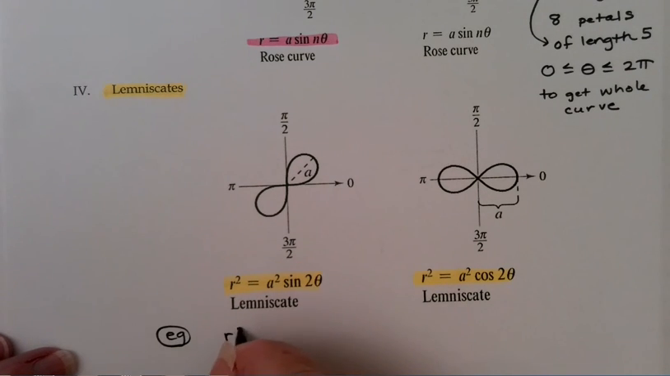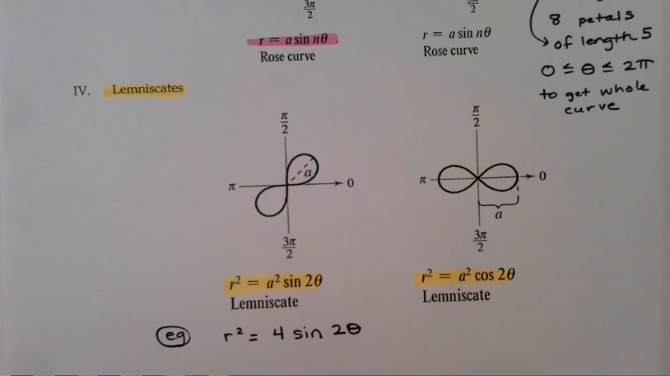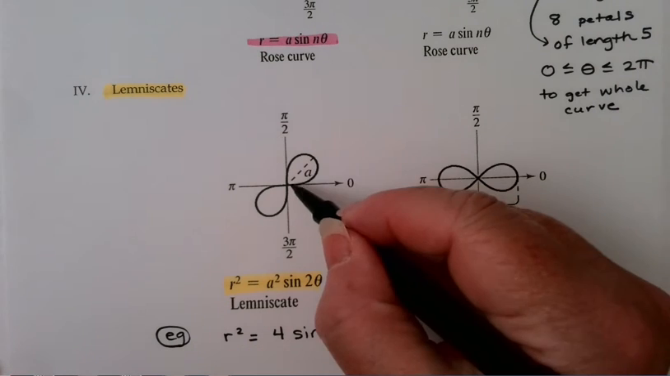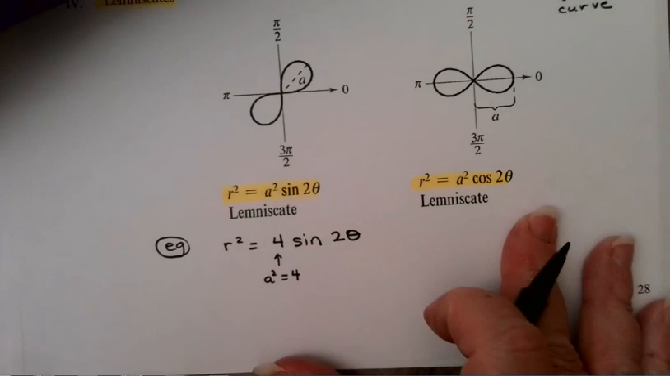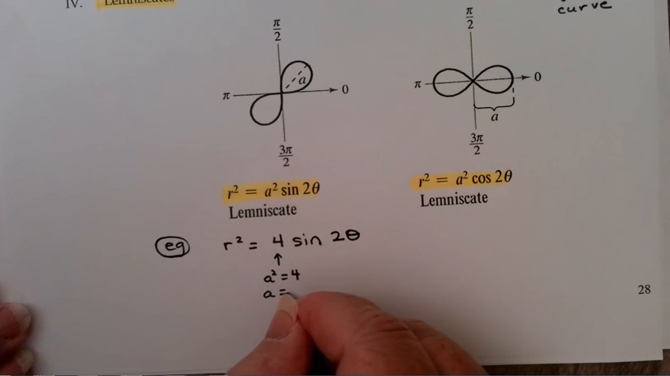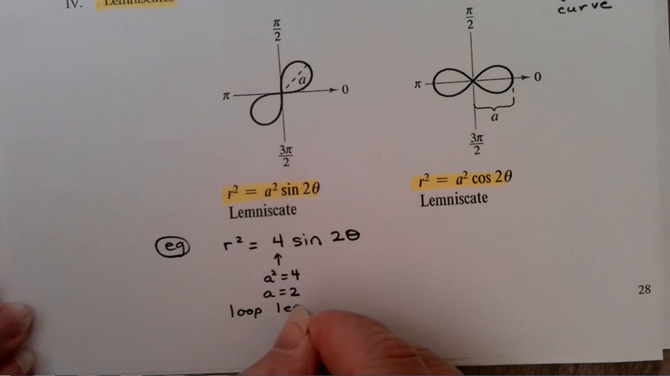Let's try r squared equals 4 sine 2 theta. And we should get that type of lemniscate, and notice, the length of the loop should be a. In this case, a squared is 4, so a is actually 2. So the loop length should be 2.